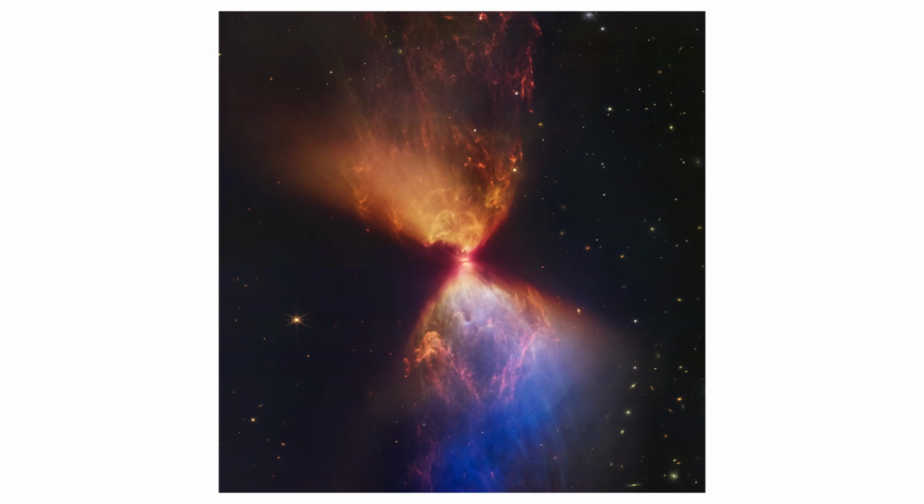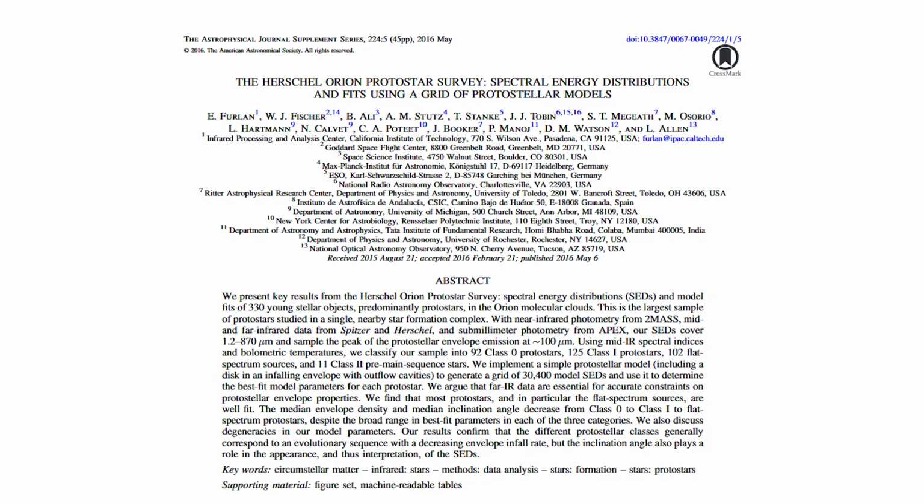In my project, I attempted to use unsupervised Gaussian mixture modeling to classify a sample of young stellar objects solely based on their simple observational parameters. This data was originally presented in Furlan et al. 2016, which was the first presentation of the Herschel-Orion Protostellar Survey, a sample of 410 potential young stellar objects, hereafter referred to as YSOs, present in the Orion molecular clouds.